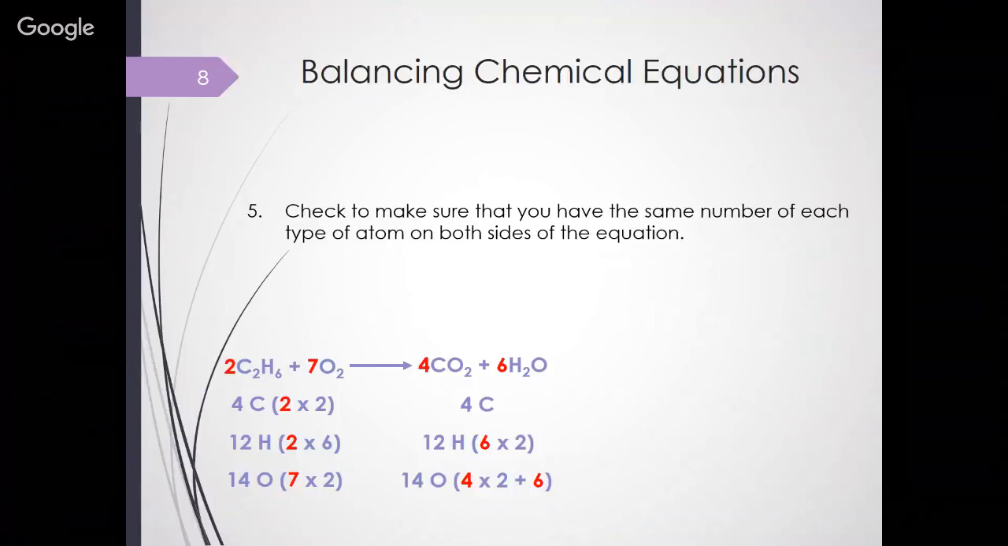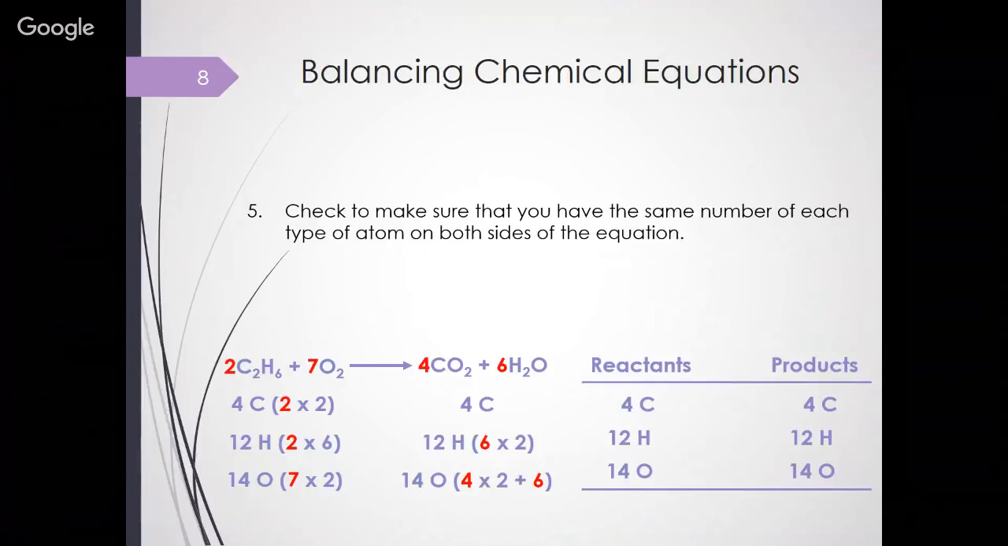And oxygen, I have 7 times 2 on my reactant side, and then I have 4 times 2, which is 8 from the carbon dioxide, plus 6 times 1, which comes from the water. And 8 plus 6 is 14. So we do have a balanced equation. We have observed the law of conservation of mass, and now we're done.